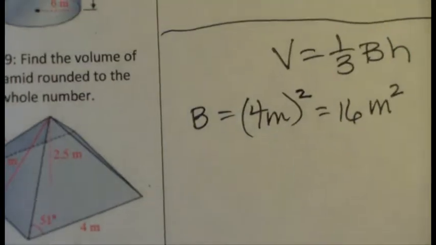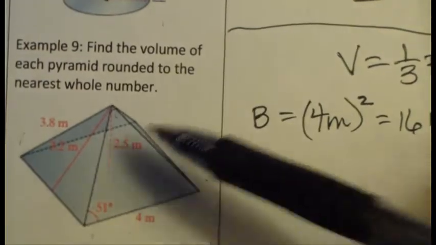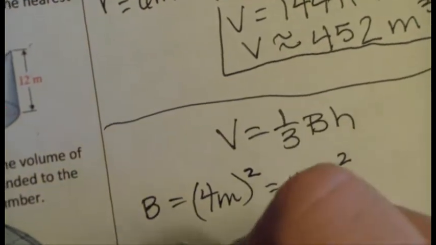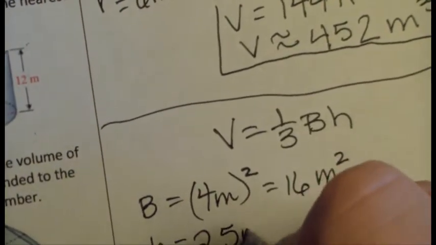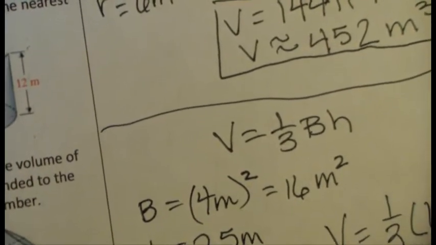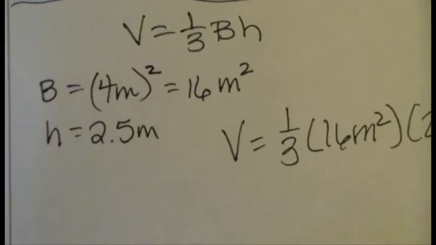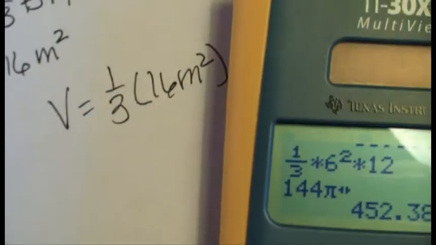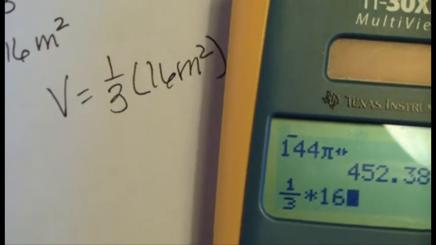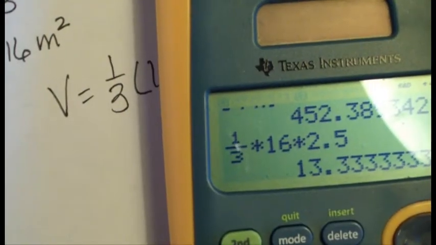And then we need the height, which is the length of the altitude. Our altitude's right here, so our height is 2.5 meters. So h is 2.5 meters. So plug that into your formula. 1/3, 16 meters squared, 2.5 meters, to the nearest whole number. Okay, so we've got 1/3 times 16 times 2.5. So to the nearest whole number, that's going to be 13.